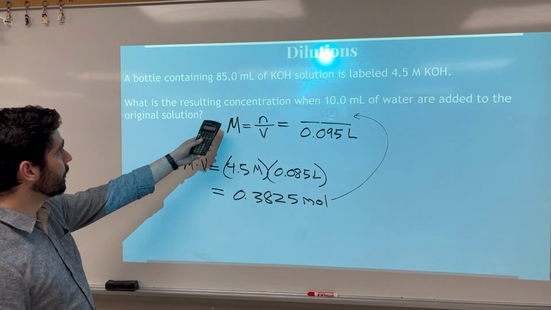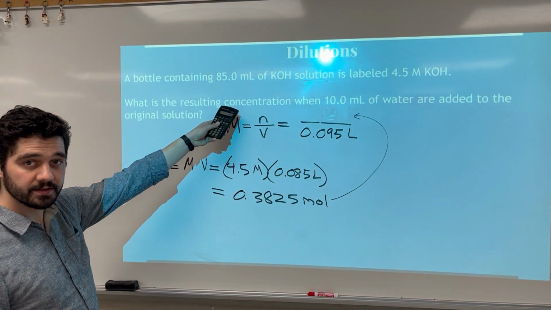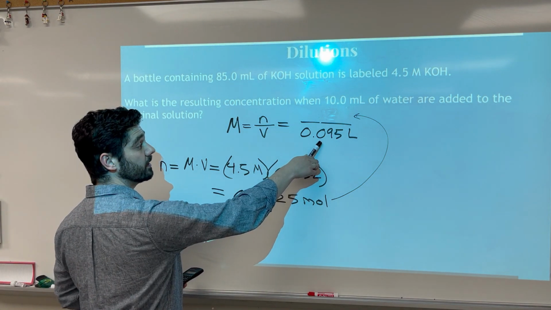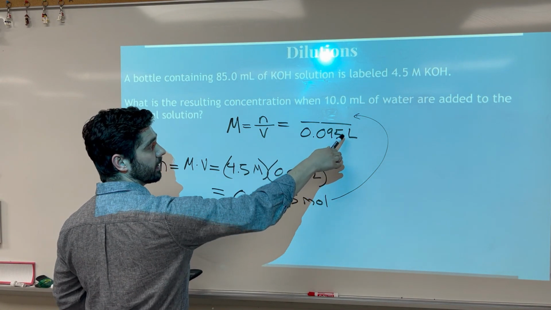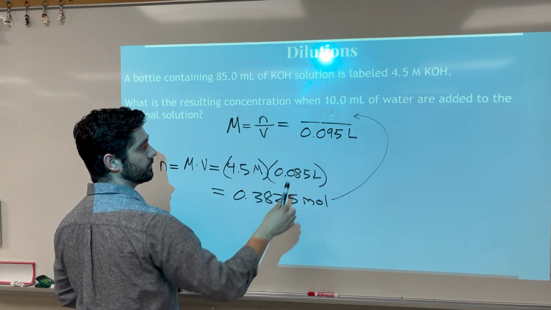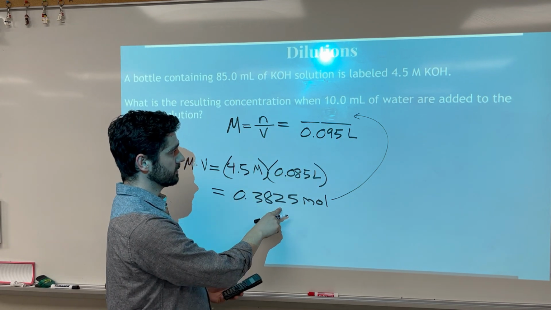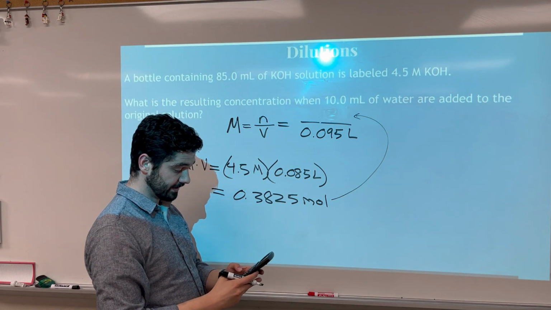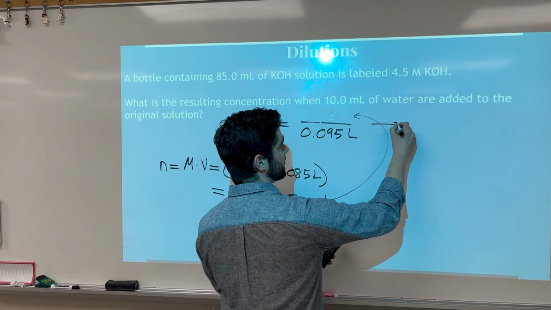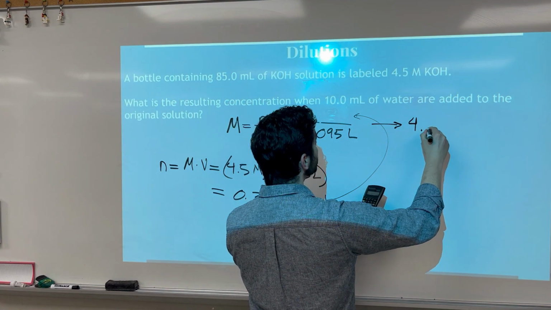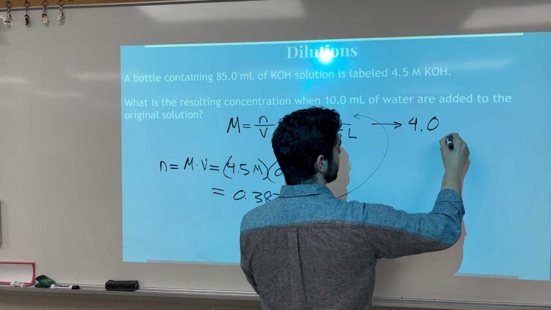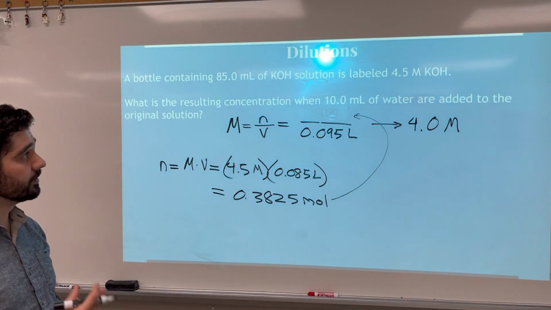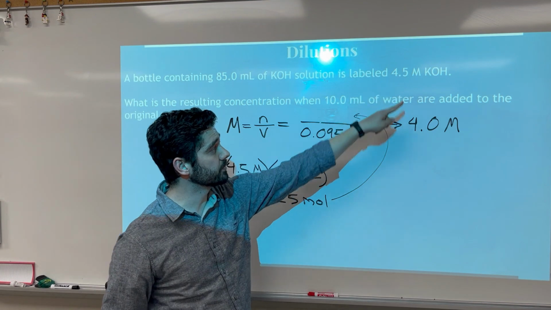So if I want to know what the resulting concentration is, all I need to do is take this number of moles divided by my new volume, right? I added 10 milliliters of water, so that's my new volume. So if I take this number divided by 0.095 liters, that gives me 4.0 molar solution. Okay, so I rounded to 2 sig figs, right? There's 2 sig figs right there.